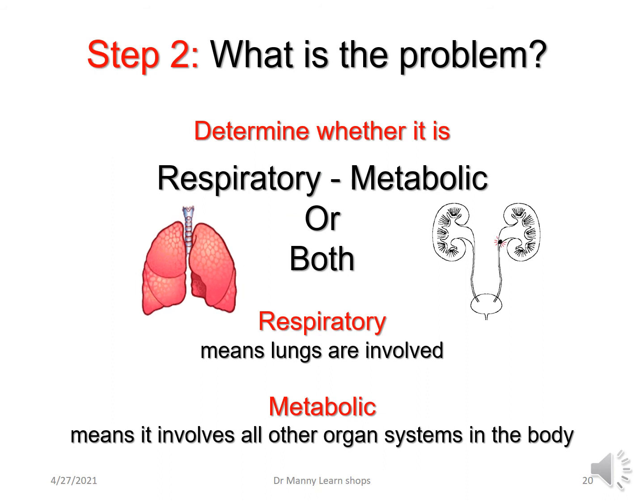Step 2, you've got to decide what the problem is. You've got to determine whether it's a respiratory problem or a metabolic problem. As we mentioned previously, respiratory reflects something with the pulmonary system. Metabolic can be anything. But typically, the organ that helps when there's a metabolic problem will be the kidneys. So you've got to determine whether it's a respiratory problem, a metabolic problem, or both. Respiratory means the lungs are involved. Metabolic means it involves all other organ systems, or could involve all other organ systems in the body.